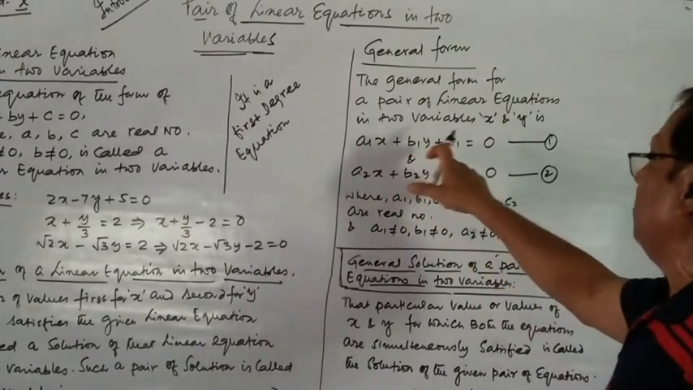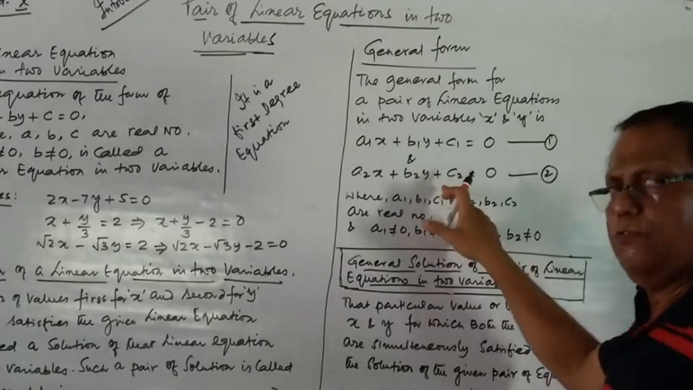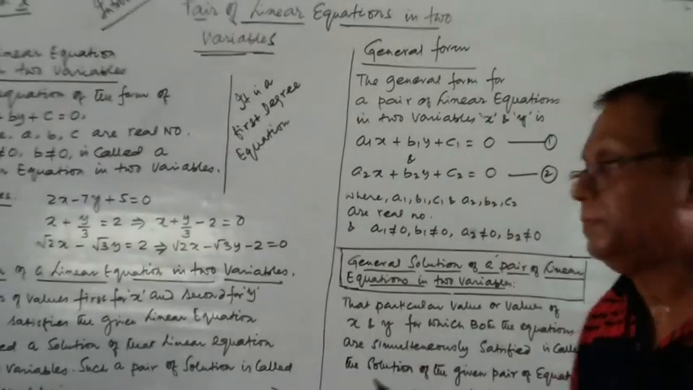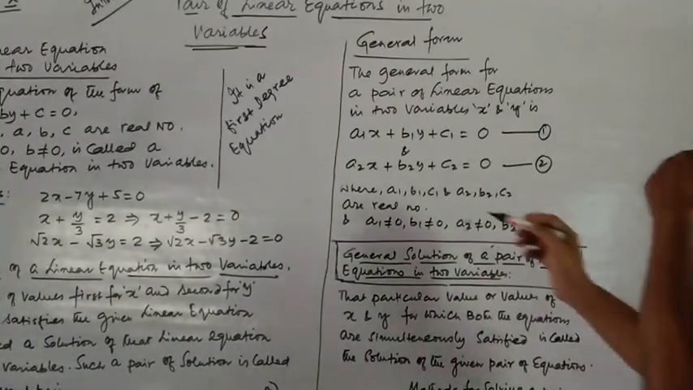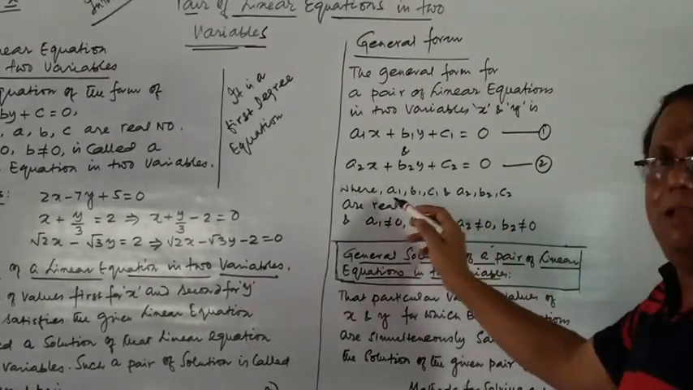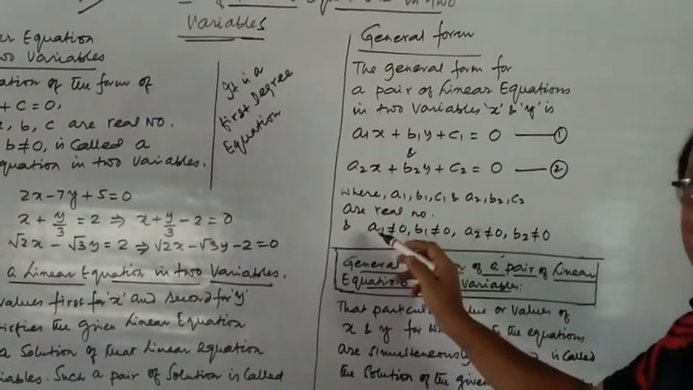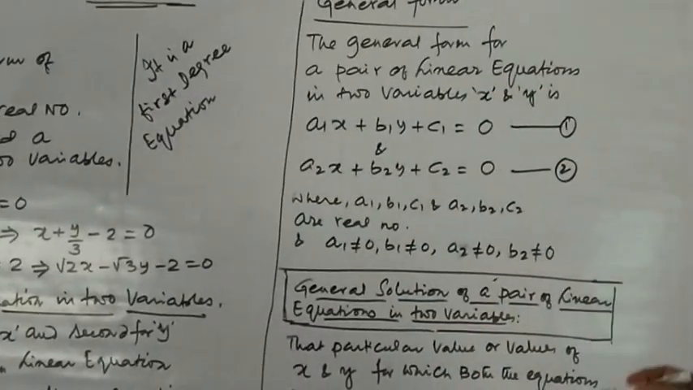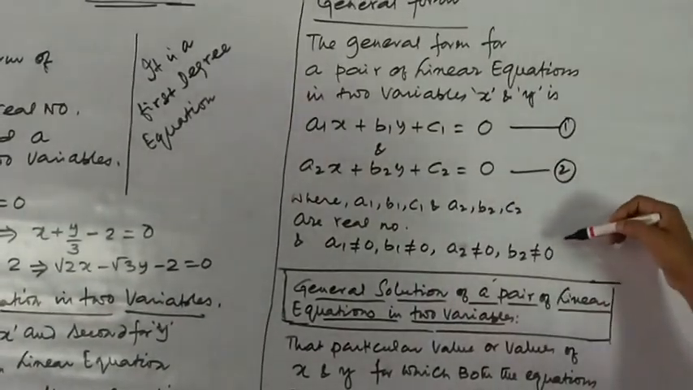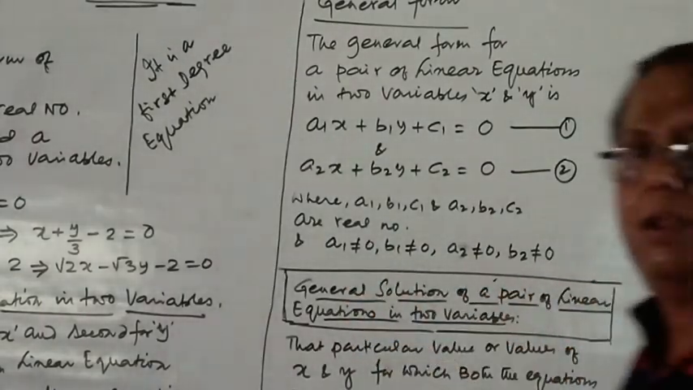It can be 2x plus 5y plus 19 equals 0 and minus 6x plus 12y plus 14 equals 0. It can be anything, because a, b, c must be real numbers. Now, a1, b1, c1 and a2, b2, c2 are real numbers, and a1 not equal to 0, b1 not equal to 0, a2 not equal to 0, b2 not equal to 0. Now, the general solution of the pair of linear equations in two variables.